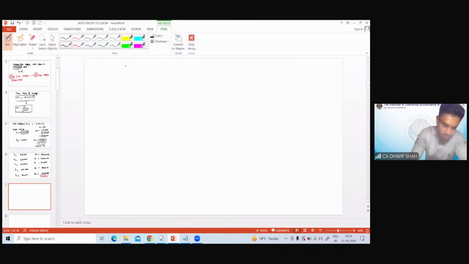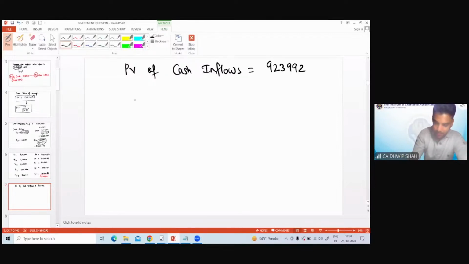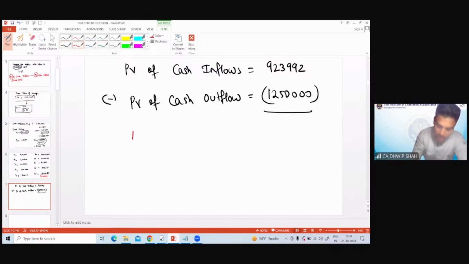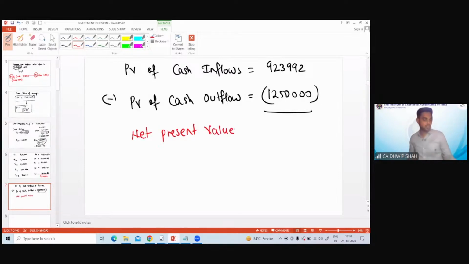So can I say my present value of cash inflows was 923,992, and if I subtract my present value of cash outflow from my present value of cash inflow, I get my net present value. Net present value means reducing the present value of cash outflow from present value of cash inflows. Net present value is 326 negative. And now we can make a decision. Now we can decide whether to accept the project or not.